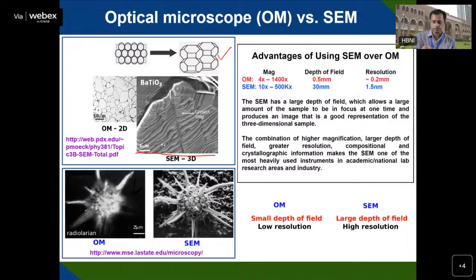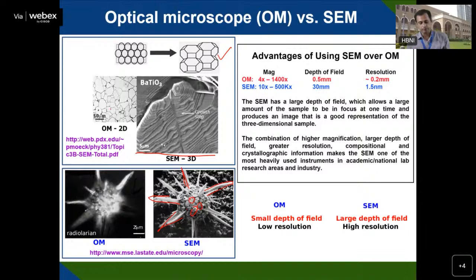You can see this is a radiolarian, a virus-like organism. In the optical microscope you can see a star-like structure, whereas in the SEM you can see these dendritic spikes clearly visible, as well as the internal morphology, because of the high resolution.